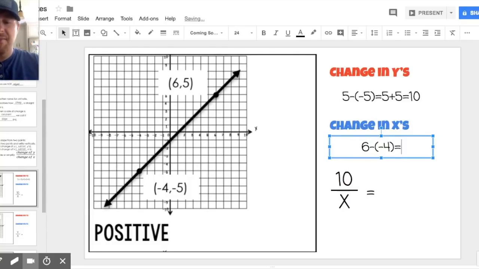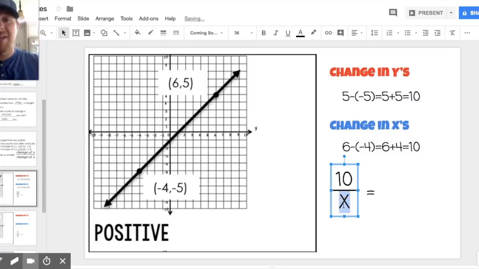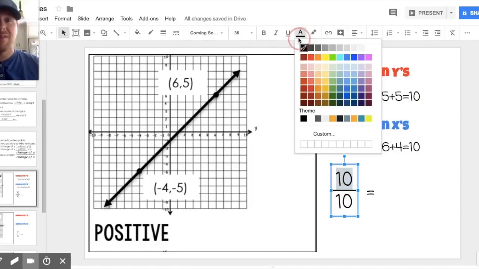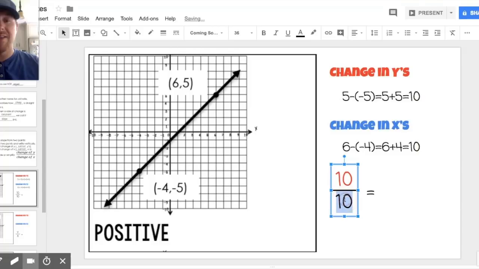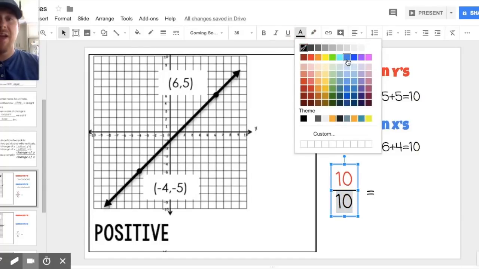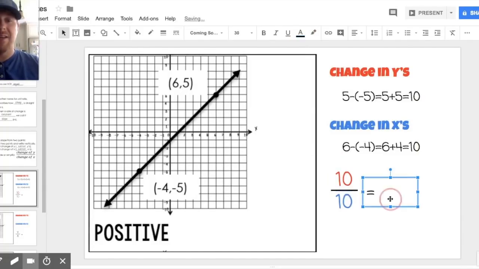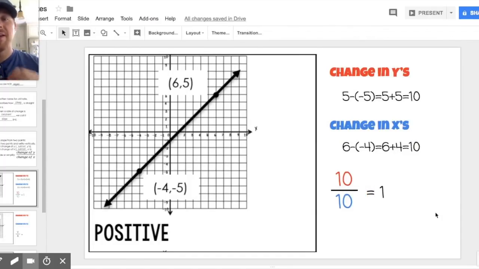Or that's the same thing as earlier, as we said, 6 plus +4. Remember, minus a negative becomes plus a positive. That is, of course, 10. So our change in x is also 10. So now we take our change in y, which was this. I'm going to change that color so we can distinguish the two. Our change in x was the second 10. Well, 10 divided by 10 is, of course, just 1. So our slope here is 1.